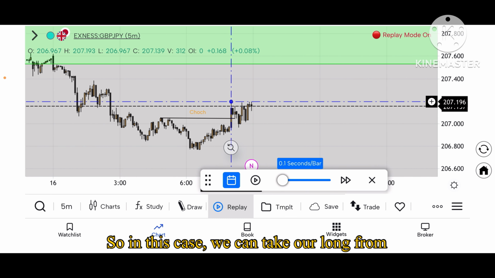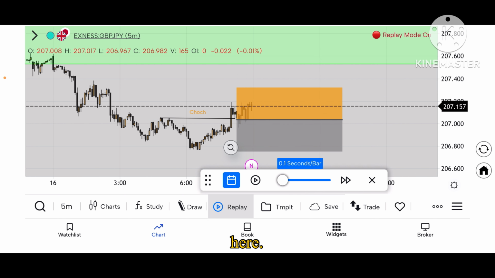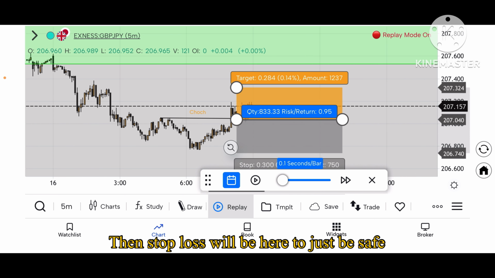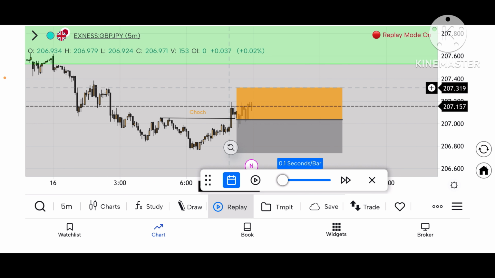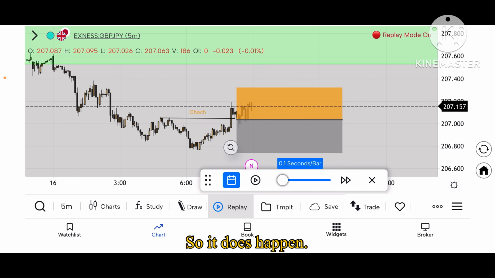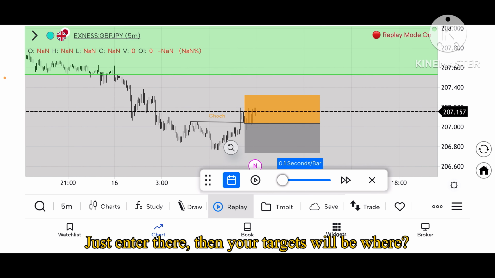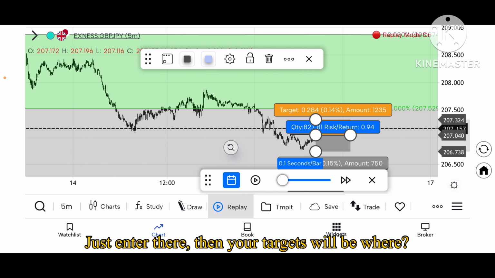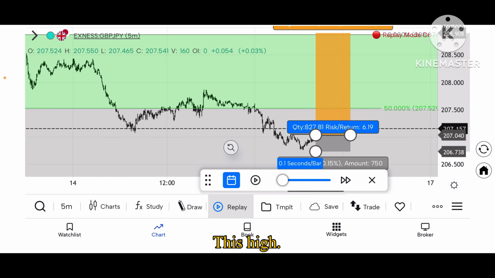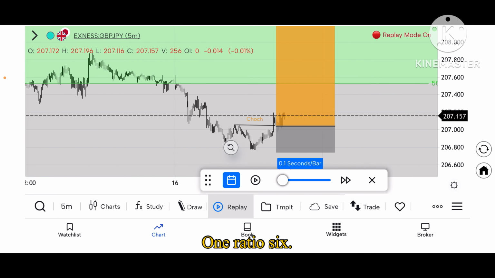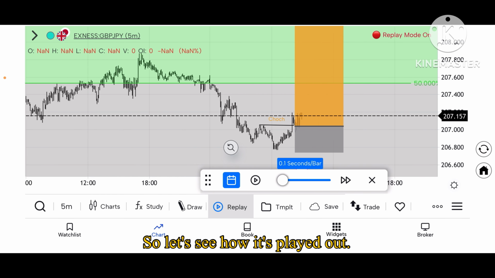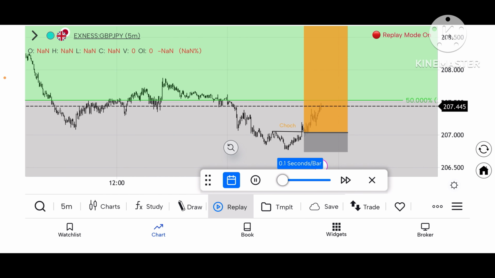So in this case, we can take our long from here. Then stop loss will be here, just to be safe, because sometimes the market might come, break out, tap this zone, then move to the upside. You understand? So it does happen. So to avoid missing out on the trade, just enter there. Then your target will be where? The high. It's high will be our target, you can see. 1:6. So let's see how it played out.